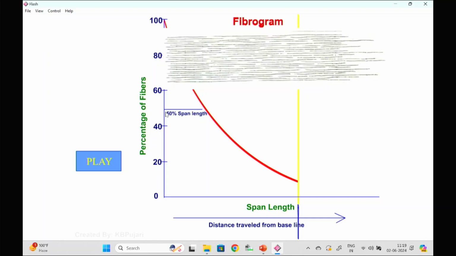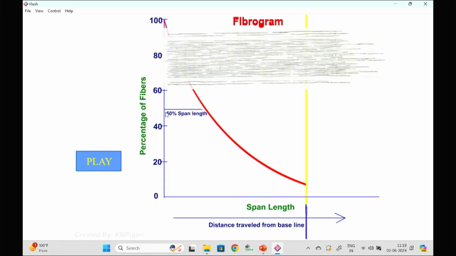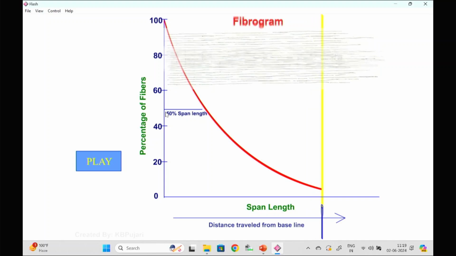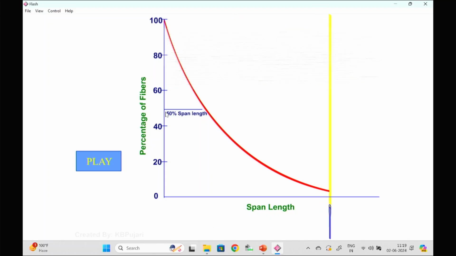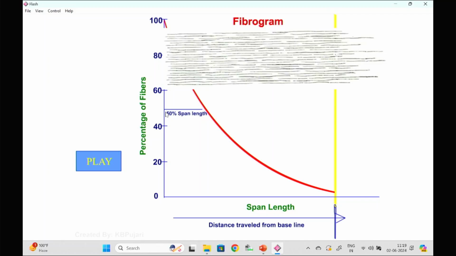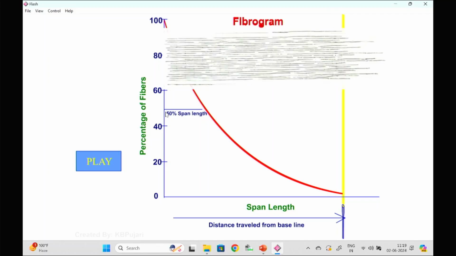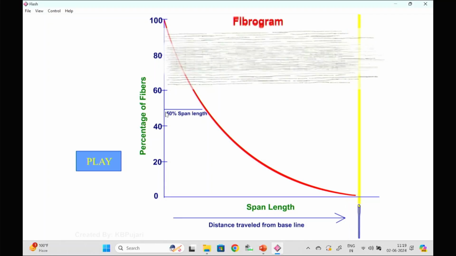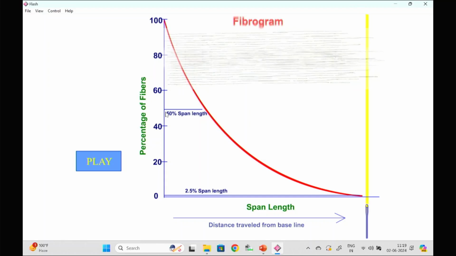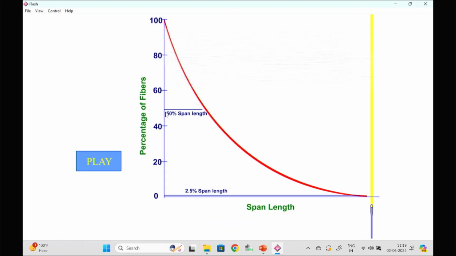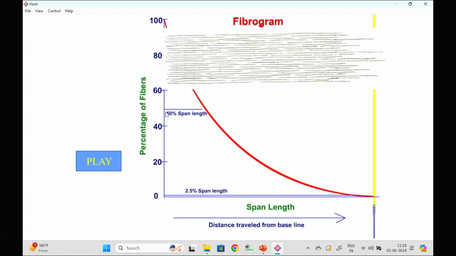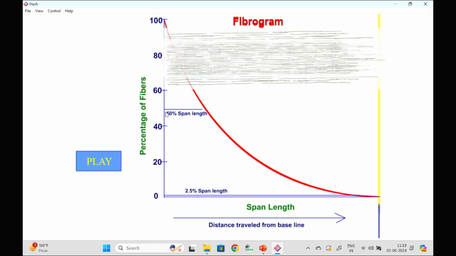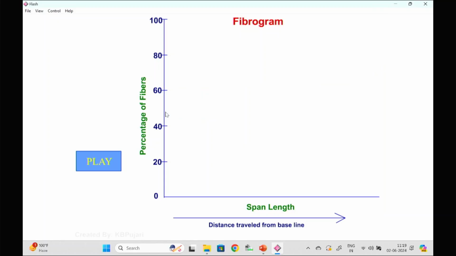Suppose we have 1000 fibers initially. So at 50% span length, after moving to that length, 500 fibers will be there which will be longer than that length. And another length parameter which we get is called 2.5% span length, that is the length beyond which only 25 fibers will be there out of 1000 fibers. Okay, so that's the concept of the fibrogram.